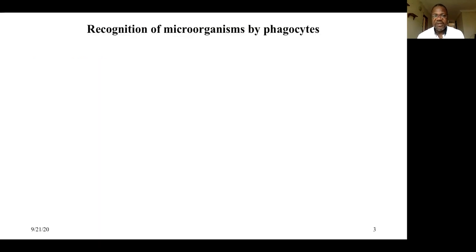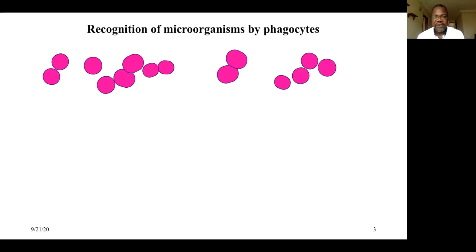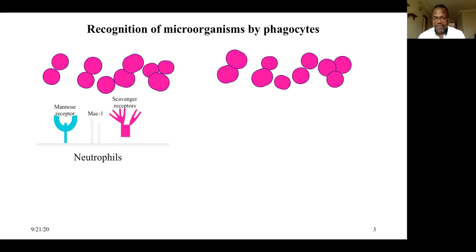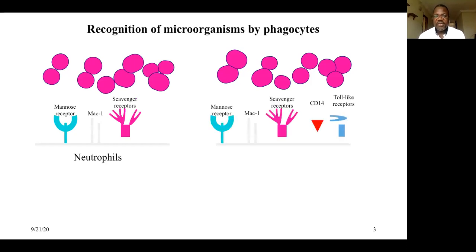So before binding, there should be recognition. Now what happens is that you are infected with a microorganism. Those microorganisms need first to be recognized by your phagocytic cells. The first line of phagocytic cells can be the neutrophils and also your macrophages. All these phagocytic cells will have mannose receptors, the MAC1 receptor, and the scavenger receptors in your neutrophils. The macrophages also have those 3, but in addition they have the CD14 and the toll-like receptors.